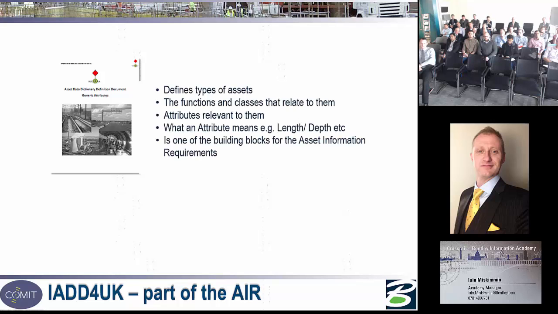So an asset data dictionary doesn't have to come out as a document like this. What it will probably be is a big online database that defines what the asset is, says what functions and classes relate to them, gives the attributes that are relevant to them and what those attributes mean. Now it does this in certain ways.